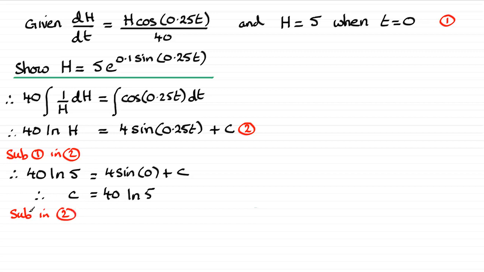And I want to substitute this back into equation 2. And what does that give us? Well, we therefore have 40 times the natural log of h equals 4 sine of 0.25t plus that constant, which turns out to be plus 40 times the natural log of 5. And as I said before, if you put the constant c on this side, done the same thing, you would have found that that c would have turned out as negative 40 times natural log of 5. Okay, so it makes no difference in the end.